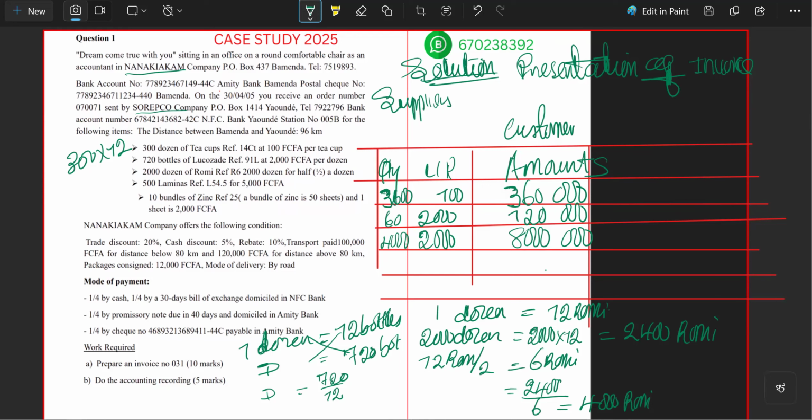So let's go to the next one. We have 500 laminas. So we know that the quantity is 500 and the unit price is 5,000. So if we multiply 500 for laminas, we multiply, because you see 500 laminas reference for 5,000 francs.